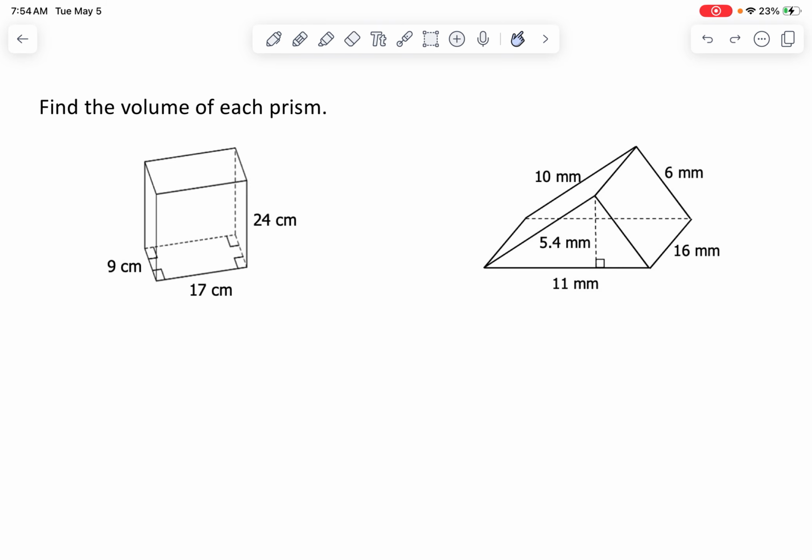Okay, find the volume of each prism. So the first one that I have here is a rectangular prism, and my formula is volume equals area of the base times the height. So I'm just going to find the area of the base. 9 times 17, I get 153.